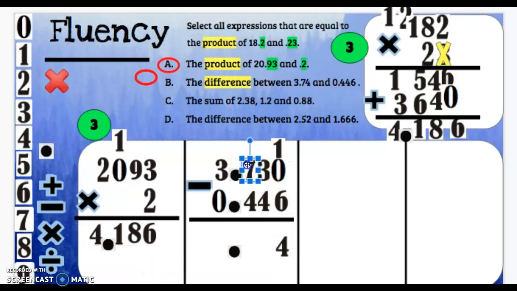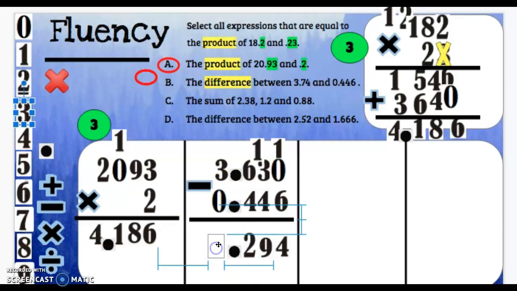3 minus 4, I can't do. So that 7 becomes a 6. That 3 becomes a 13. 13 minus 4, so that's 13, 12, 11, 10, 9, so I get 9. 6 minus 4 is 2. 3 minus 0 is 3. So looking here, 3.294, and then I have 4.186, not the same. So let's move on to C.